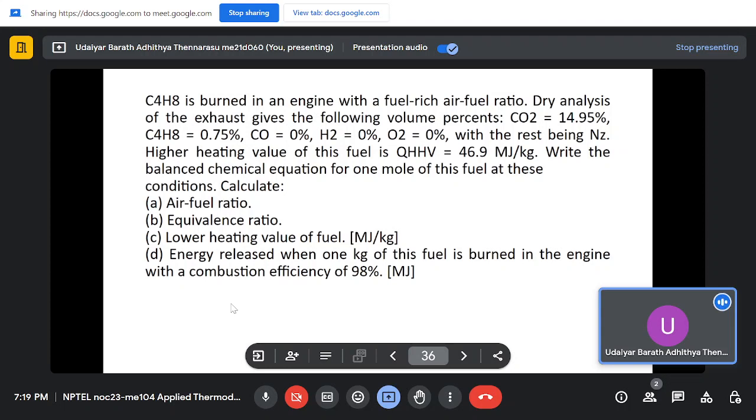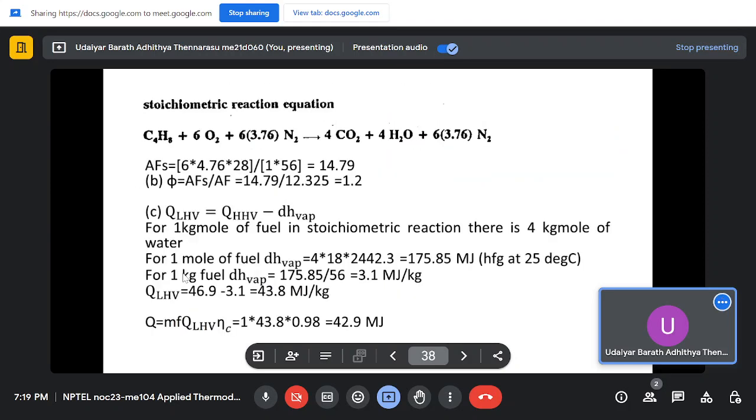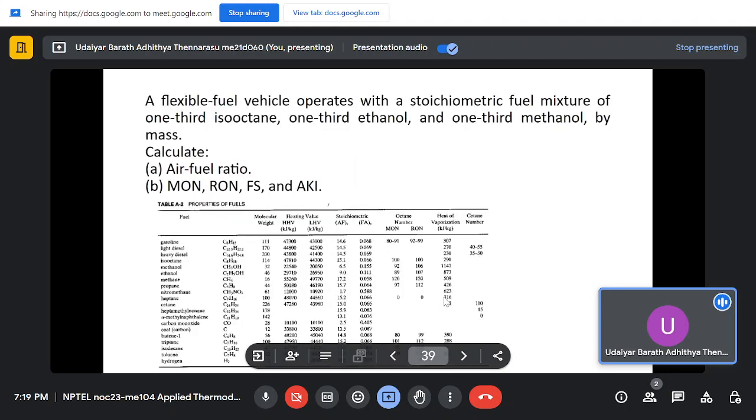And next is the energy released when 1 kg of fuel is burned. So 1 kg of fuel is burned in the engine with a combustion efficiency of 98%. We know QLHV, which we have calculated. So QLHV into combustion efficiency into 1 kg of fuel: 1 into 43.8 into 0.98, that is 98%. So we'll get 42.9 megajoule of energy for combusting 1 kg of fuel. So we have calculated all.